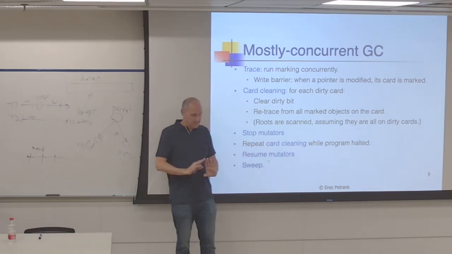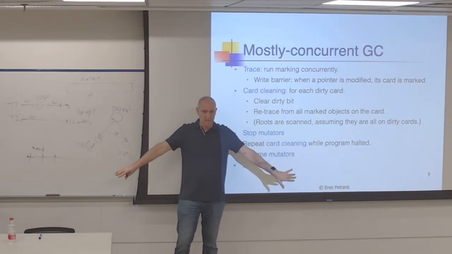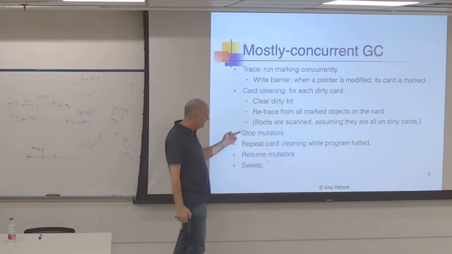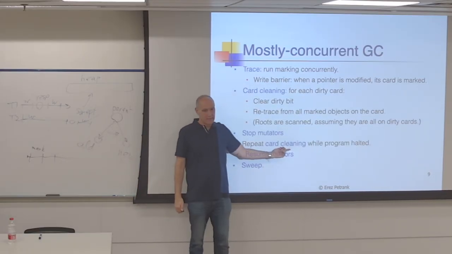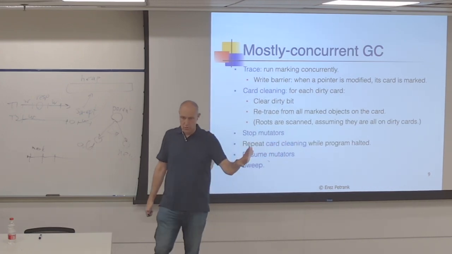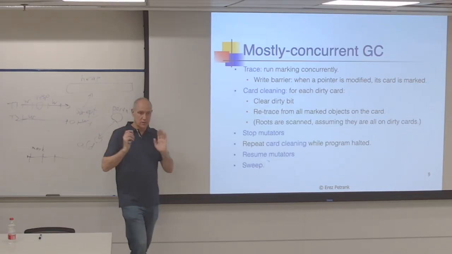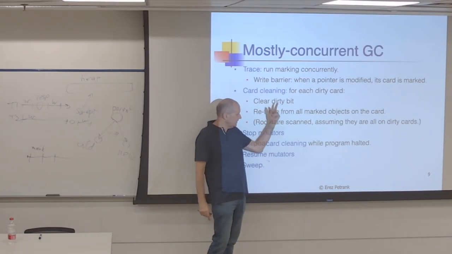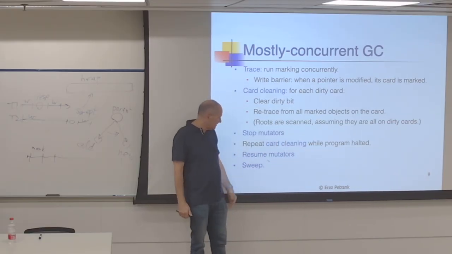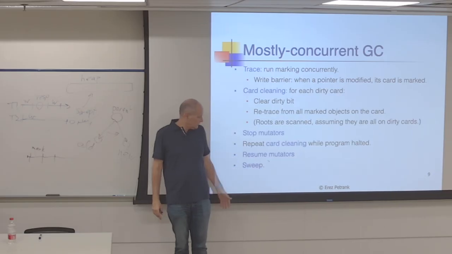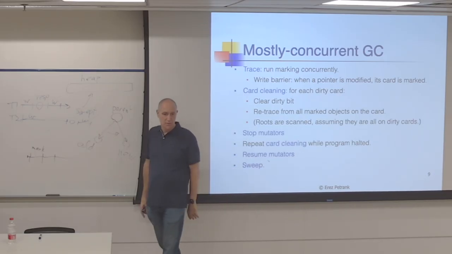So in the end, when I think I've discovered most of the reachable objects, then I stop everybody and I do a card cleaning while the program is halted. So the program does not dirty more cards, and I know that I'm going to finish. So I do this card cleaning again while the program is halted, and then I'm done with the tracing. I can let the mutators resume, and then I do sweep.